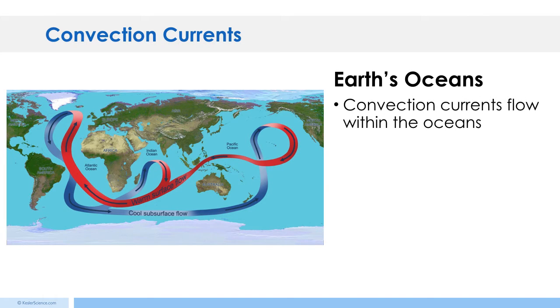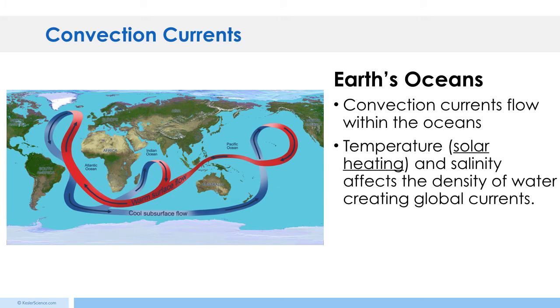So our oceans have different convection currents. They're all related to the temperature of the water. Ocean waters are heated by solar energy, so light and heat from our sun influences the temperature of the water, and also the salt content, which can affect the density of the water. Those two things together create our ocean currents.